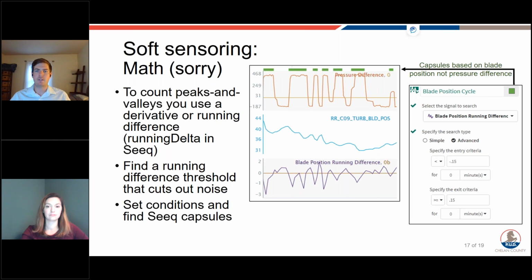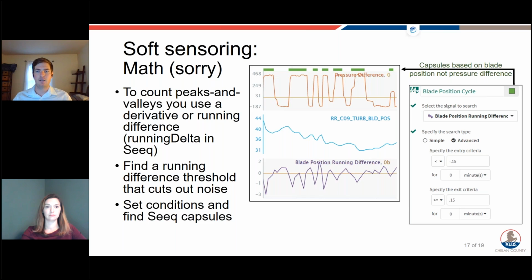With Seeq and these functions, I'm able to visually try out different cutoff thresholds using capsules. That's what's on the far right there, the different threshold set to calculate those green capsules on the top of the middle image. The key part here is that those green capsules were developed only using the purple blade position tag. The fact that they line up with the orange pressure difference cycle is big, and that was the whole goal: find that right combination of thresholds to mimic the signal in orange, but only using the purple signal.